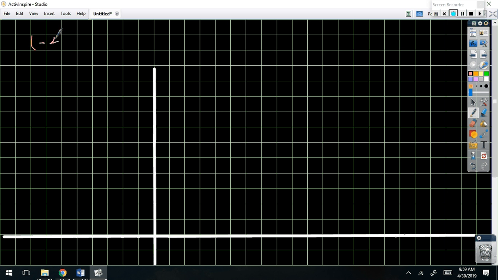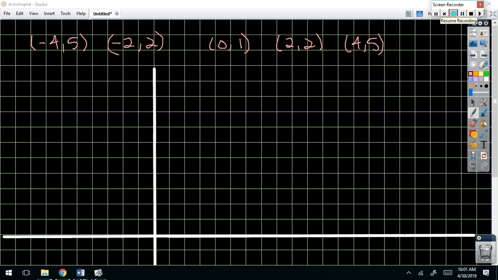All right, one more. Negative 4, 5. Negative 2, 2. 0, 1. 2, 2. And 4, 5. Graph them, see what happens. I think most of you have finished graphing. Negative 4, 5. Negative 2, 2. 0, 1. 2, 2. And 4, 5.